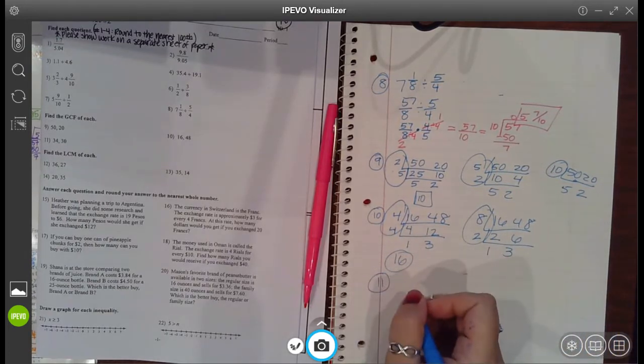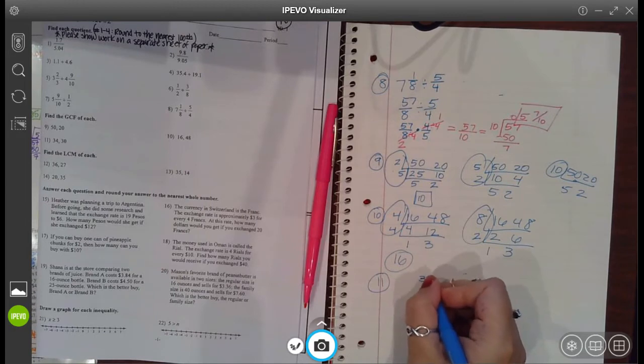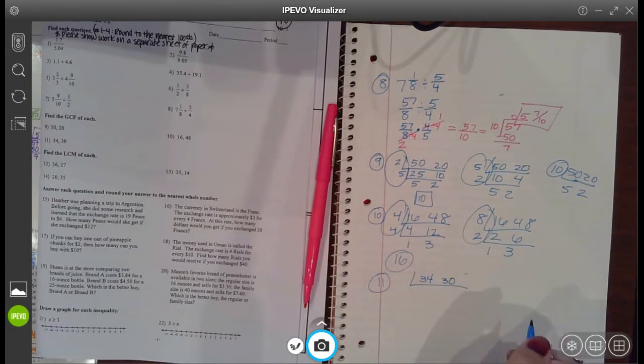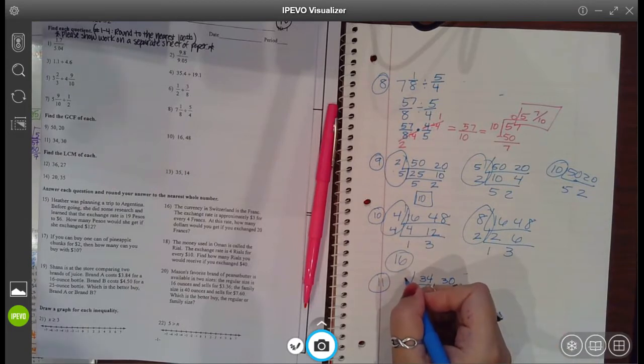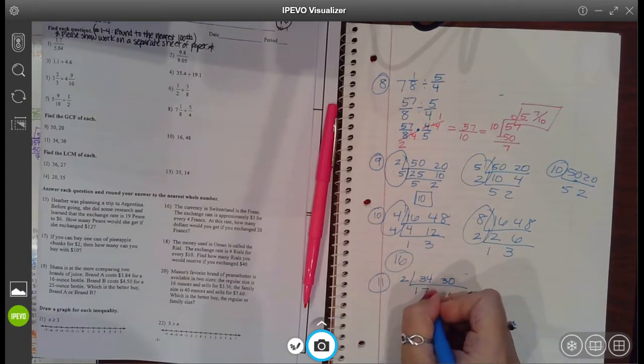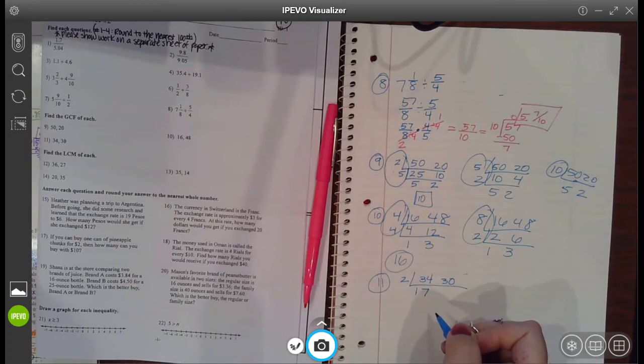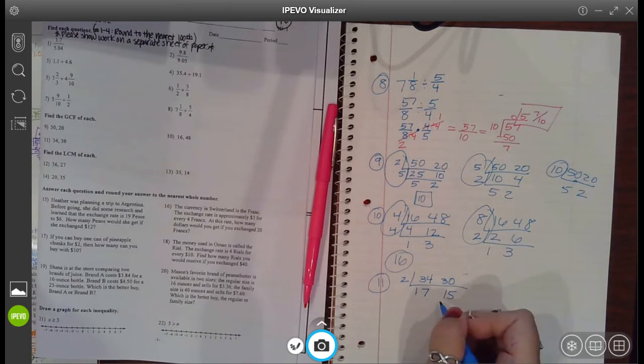Okay, finally for this section, 11, you have 34 and 30. What can go into both? Well, they're both even, so you know that 2 can go in. And 2 goes into 34 17 times. If you need to, you could have done some long division. And 2 goes into 30 15 times. Can anything go into 17 and 15? No. So 2 is your GCF.